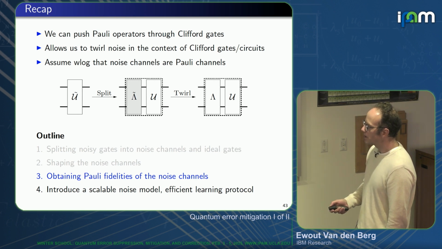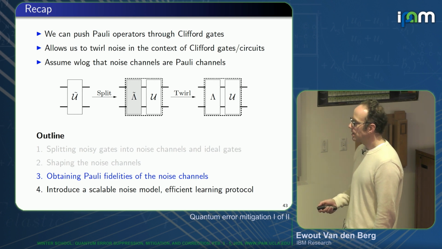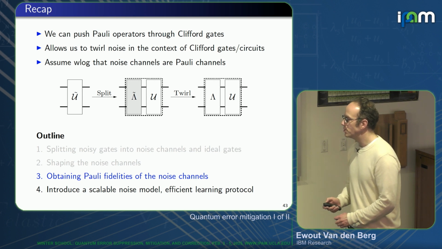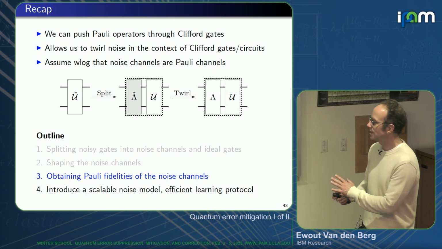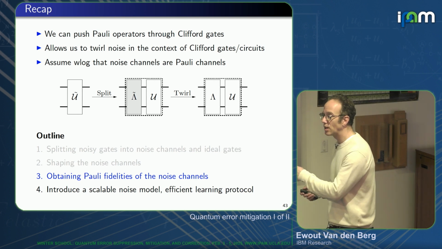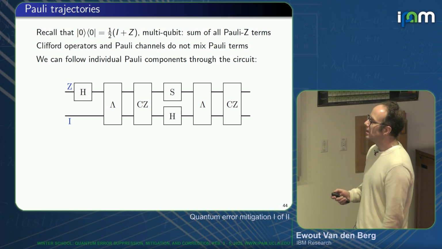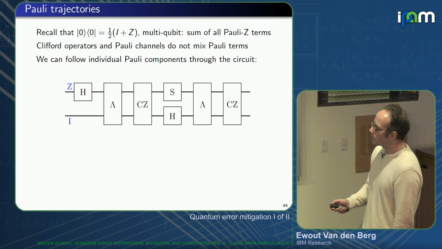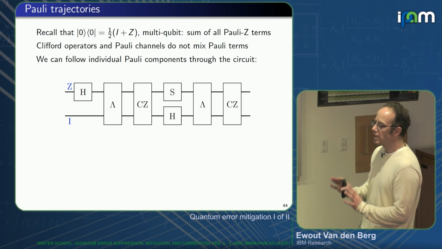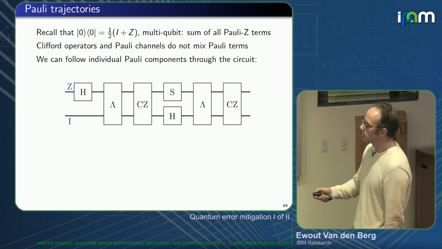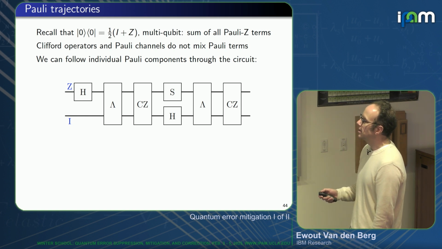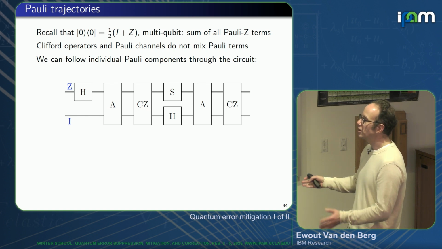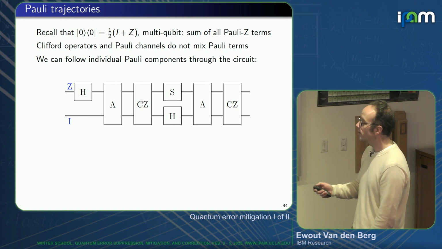So the next two things are then to measure the Pauli fidelities, and I think the scalable noise model will be introduced a little later. So maybe I'll try and wrap up the third part. Okay, so here we just take a look at the zero state, right? We could write this as a sum of Pauli I plus Pauli Z, right? Or if you have multiple qubits, just a summation of all of the Pauli Z terms.